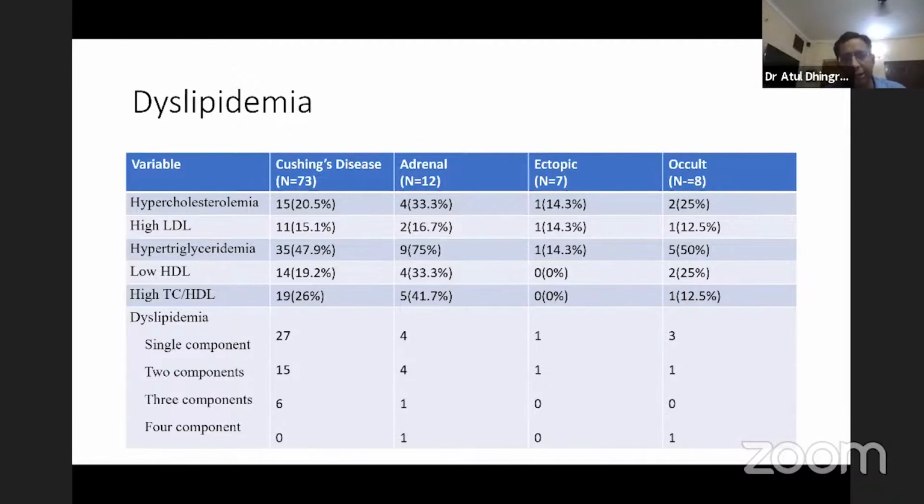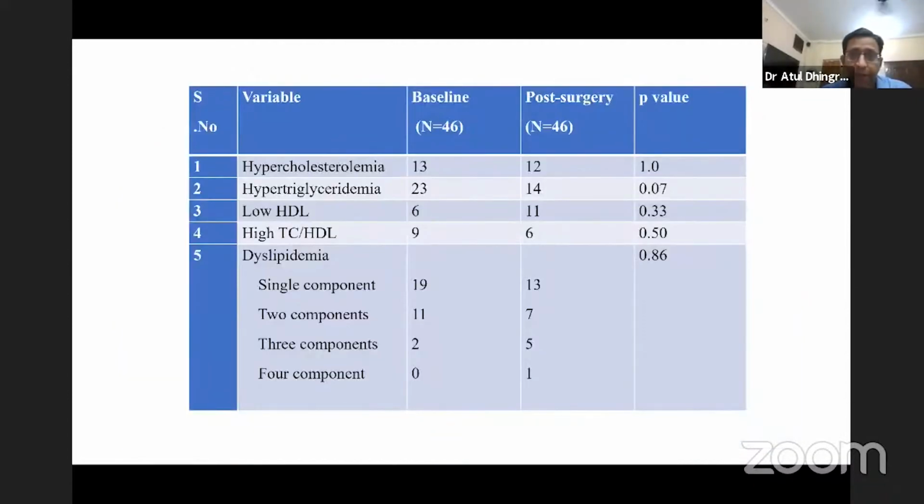And we showed that patients who had a family history of diabetes had a more severe dyslipidemia than those who did not have a family history of diabetes, thus telling us that the background metabolic abnormalities are also important in determining the amount of dyslipidemia that will be seen in your patient.